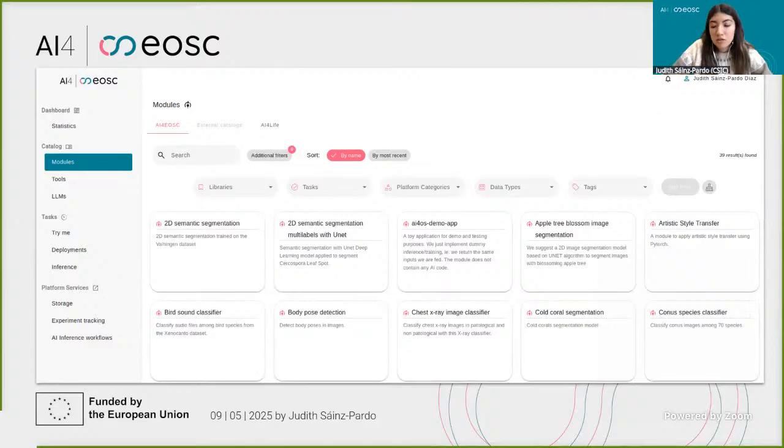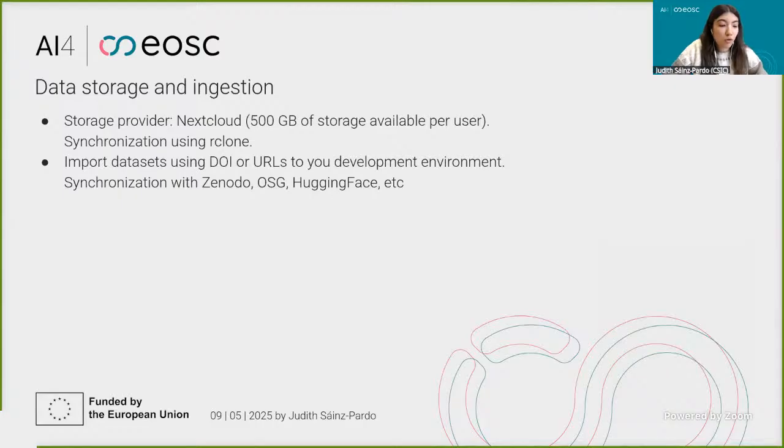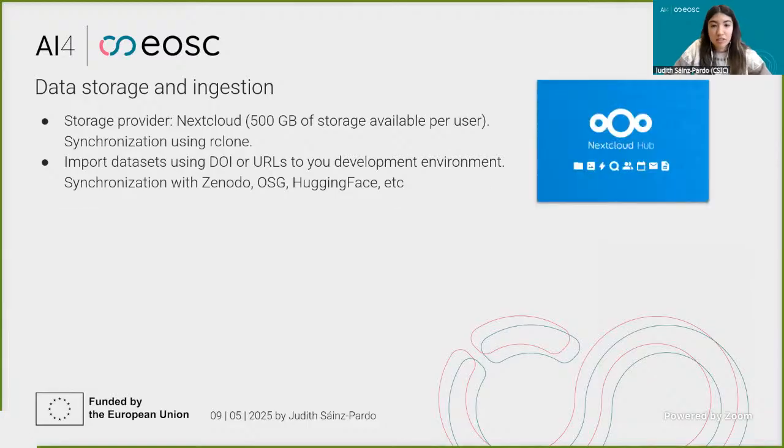But just for you to know a little bit more on all these features, first concerning data storage and ingestion, the users can benefit from a storage provider, which is Nextcloud, with 500 gigabytes per user, but also they can import datasets coming from different openly available repositories, such as Zenodo, Hugging Face, etc.